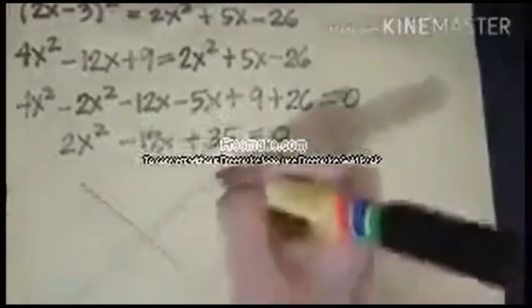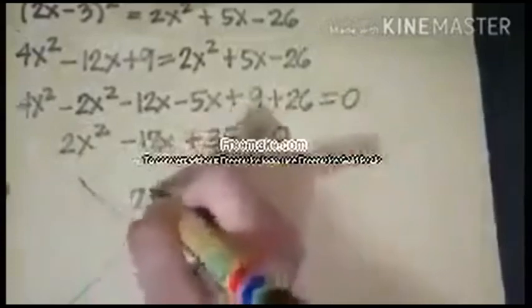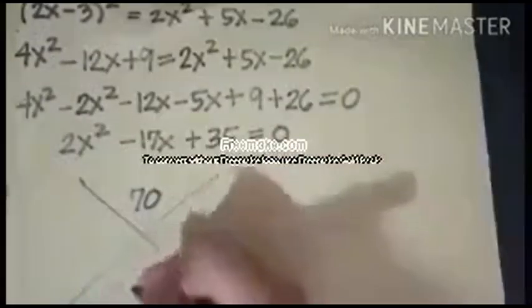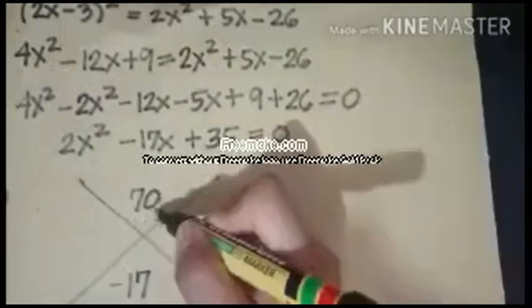So, gagawa tayo ng big letter X. Then, we get the product of A and C. So, that is 2 times 35. So, therefore, we have 70. Yung value ng B is right across the product of A and C. Then, ano ang factors ng 70 na magbibigay sa atin ng negative 17?